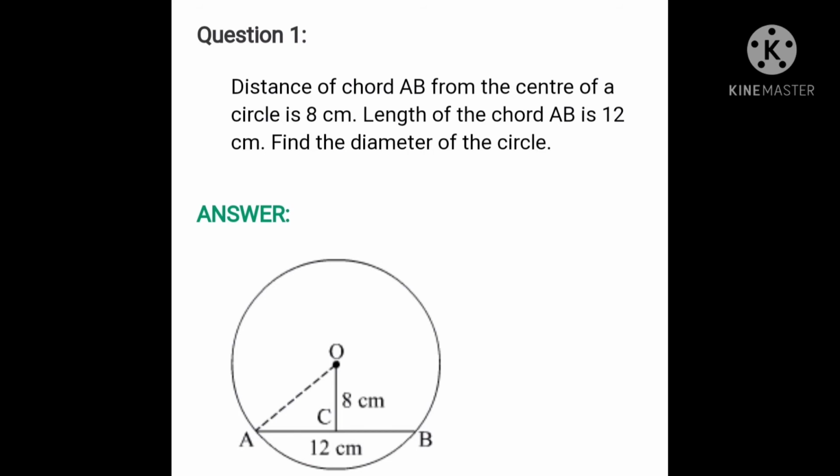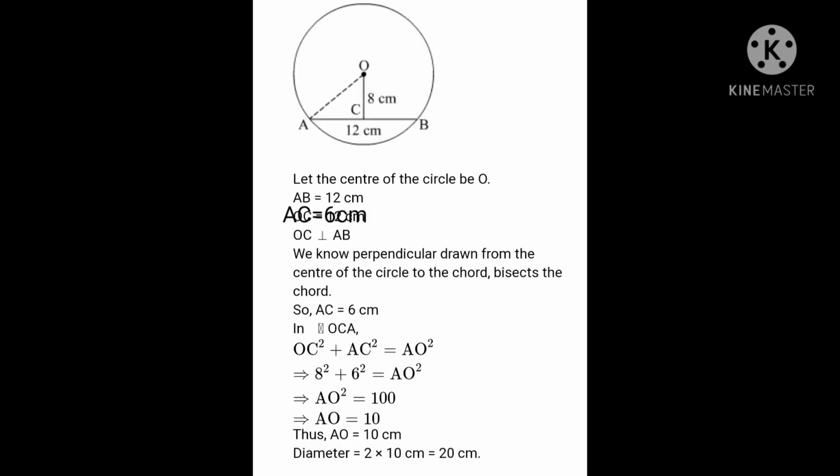So let's start the solution. To solve this type of question, it's necessary to draw the figure because the whole solution is based on the figure. So let's start the solution as per the figure. Let the center of the circle be O, then the chord AB is 12 cm. To find the radius of the circle, we need AC. AC is nothing but half of AB. So AC is 6 cm.